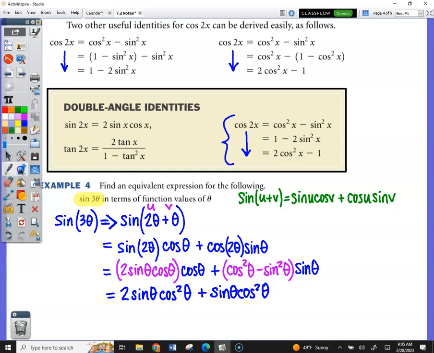You see where that, because now these are going to be like terms on my next line. See how I got that? And then now what's negative sine squared times sine? Negative sine cubed.